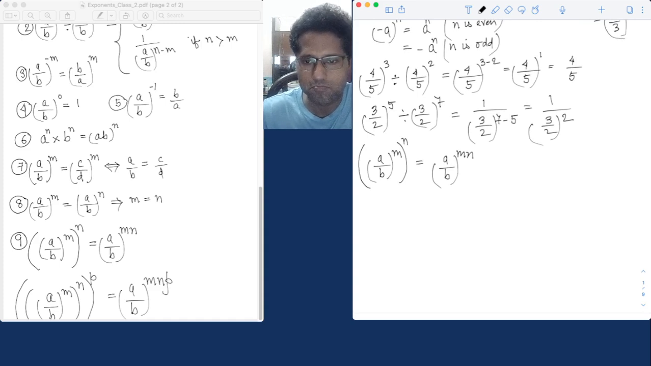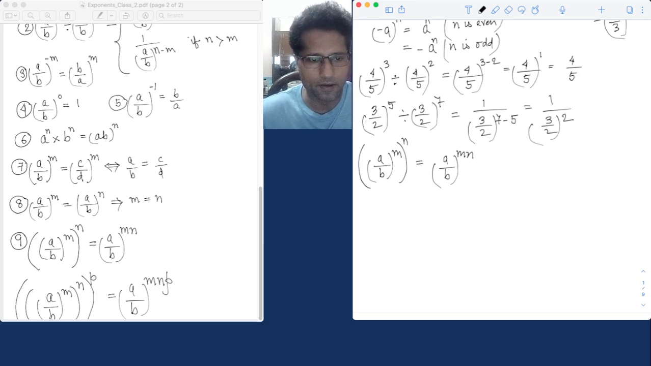Okay, I will discuss this later on. You should remember this formula: a rational number raised to a power m, and that whole thing raised to the power n, gives the rational number, that is the base, raised to the product of the two powers, m into n.